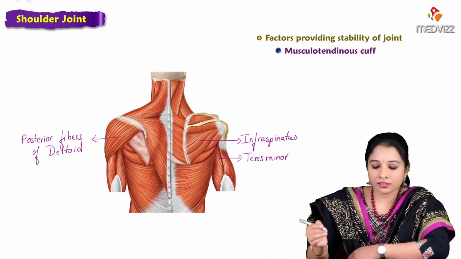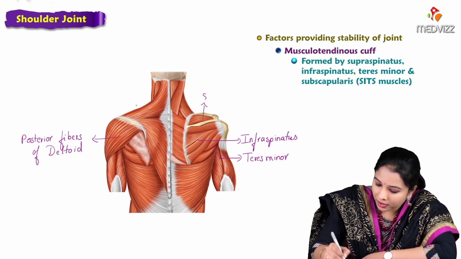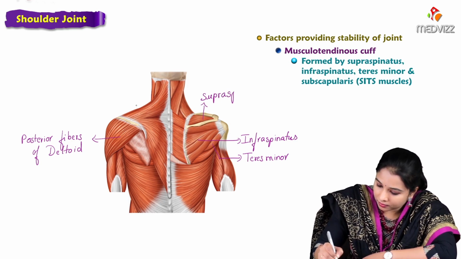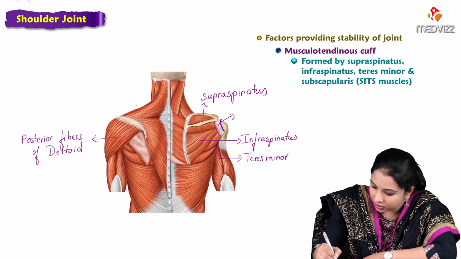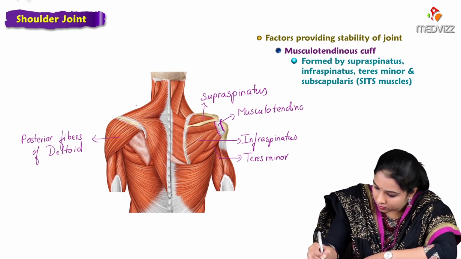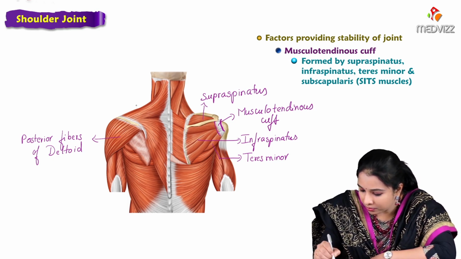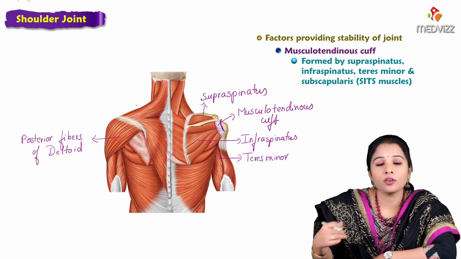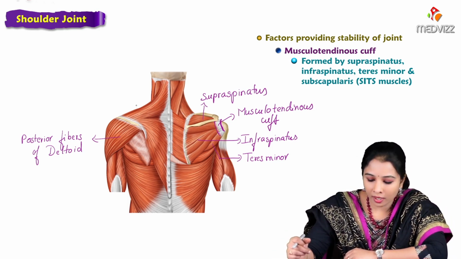So the musculotendinous cuff, from the posterior side, is formed by the supraspinatus. We can see it is forming a sheath here. This is the rotator cuff or musculotendinous cuff. And it is related to the infraspinatus. The musculotendinous cuff is formed by the infraspinatus and teres minor. From the anterior side, the musculotendinous cuff is formed by the subscapularis.